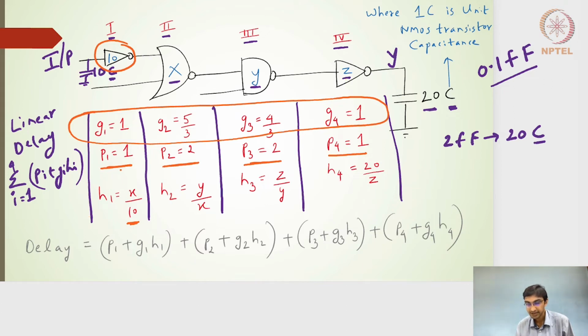Right. So hope the G, P, and H of the 4 stages are individually validated and verified. So what should be the overall delay for these 4 stages? It will be nothing but the individual stages, P plus GH, and then the summation of all the 4 stages will give me the overall delay. And that's what I have written here: P1 plus G1H1 plus P2 plus G2H2 plus P3 plus G3H3 plus P4 plus G4H4. Right, so this will give me a delay value.